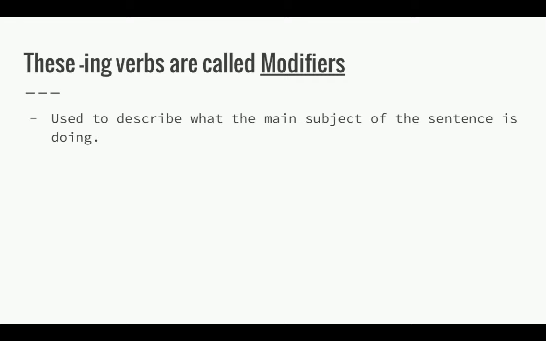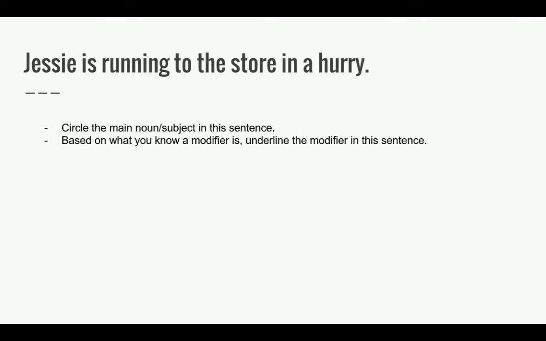So I would like you to write the definition I have typed down here. Modifiers are used to describe what the main subject of the sentence is doing. So again, please write the definition of modifiers I have provided for you here. They're used to describe what the main subject of the sentence is doing. And I'm going to go ahead and go along.